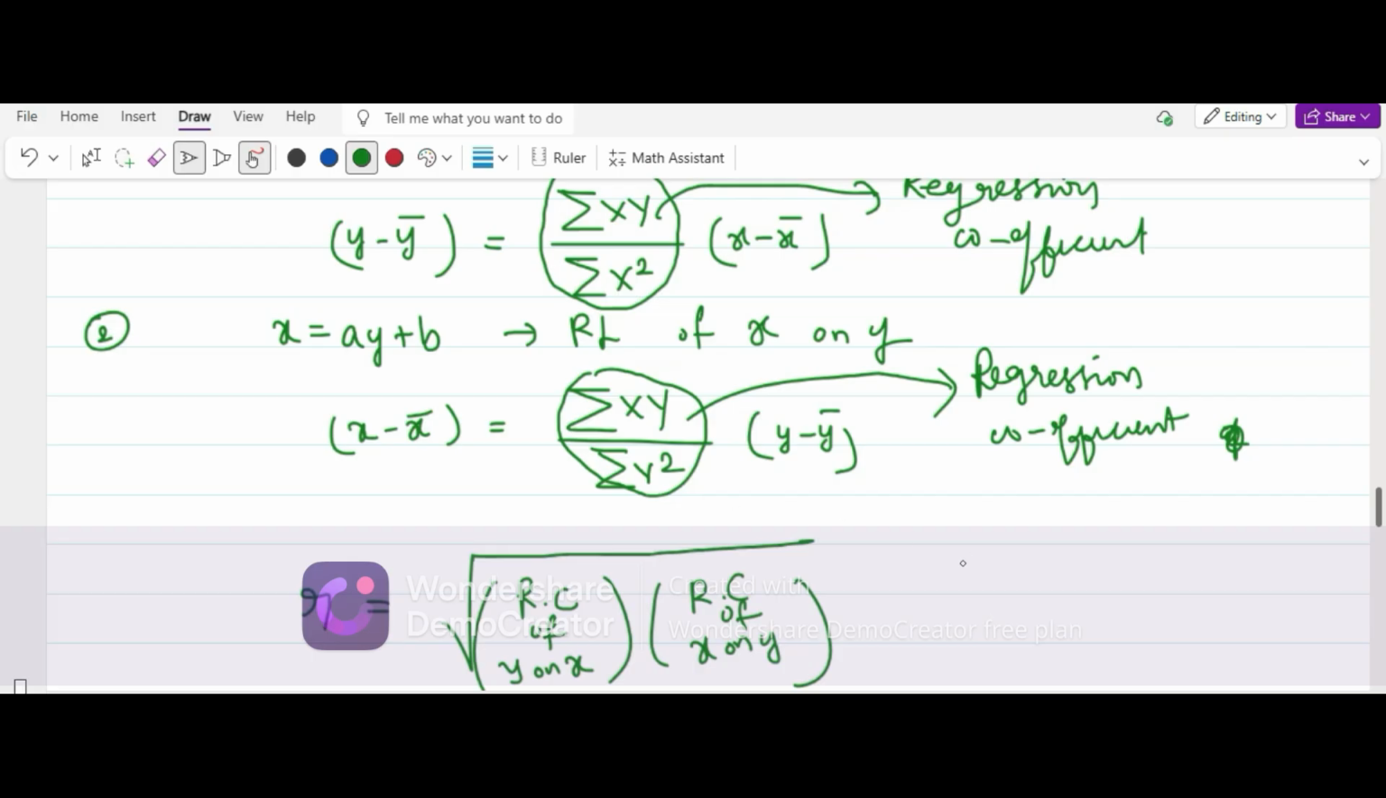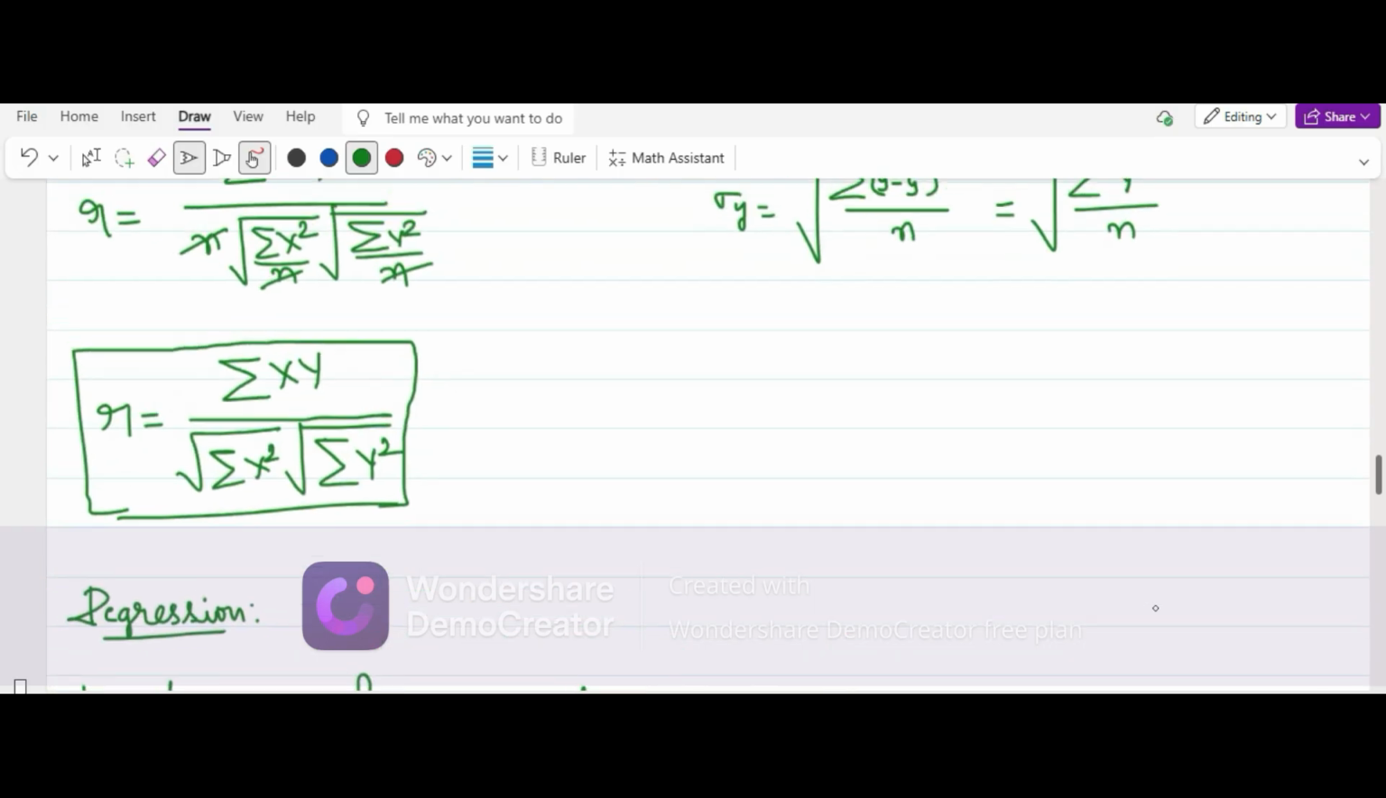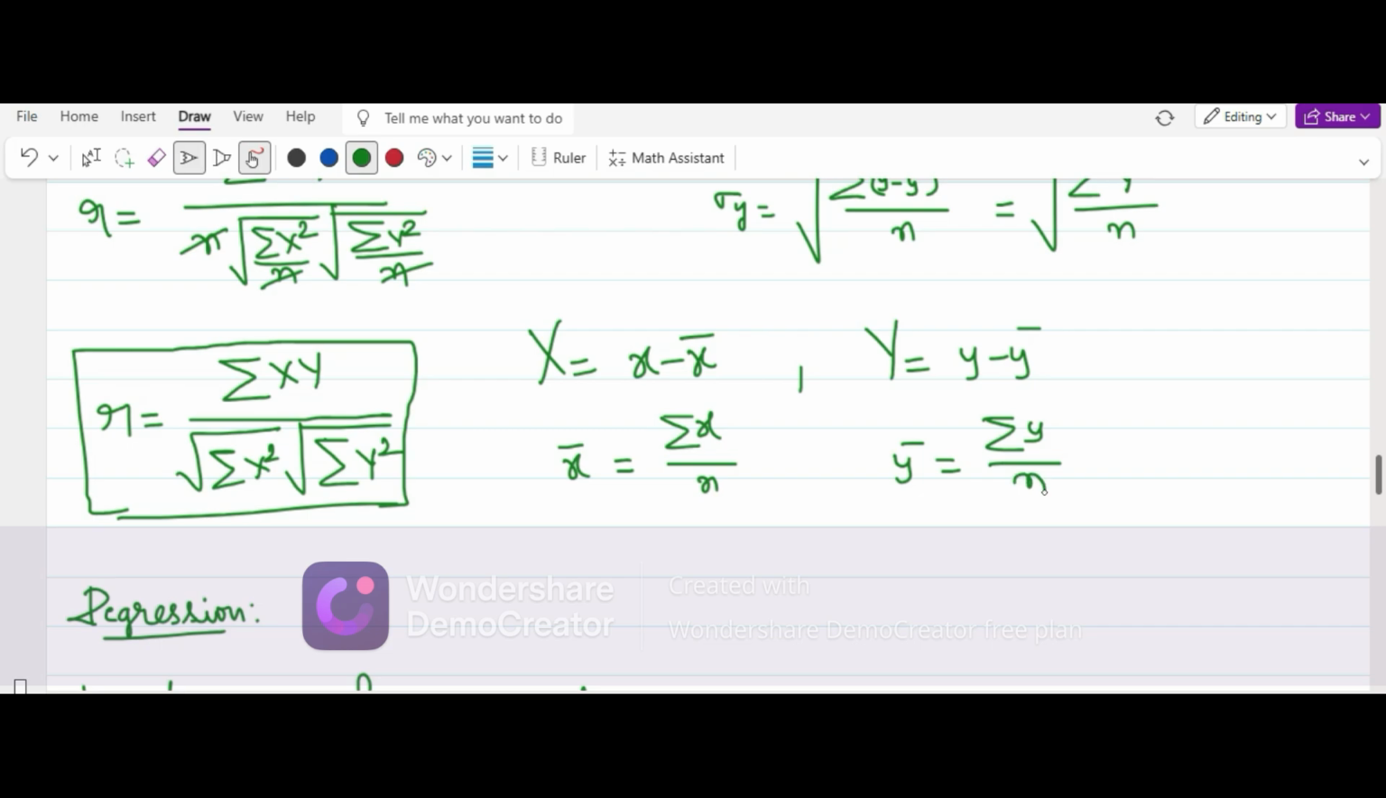And one more thing you have to remember here: what is x bar comma y bar? This is very important. It is a point on the regression line. In this case, capital X is x minus x bar, capital Y is y minus y bar. What is x bar? It is the sum of values of x divided by the number of values of x. And y bar is the sum of values of y divided by the number of values of y.